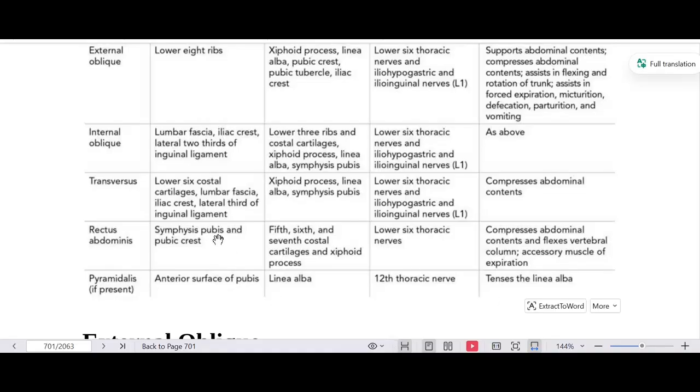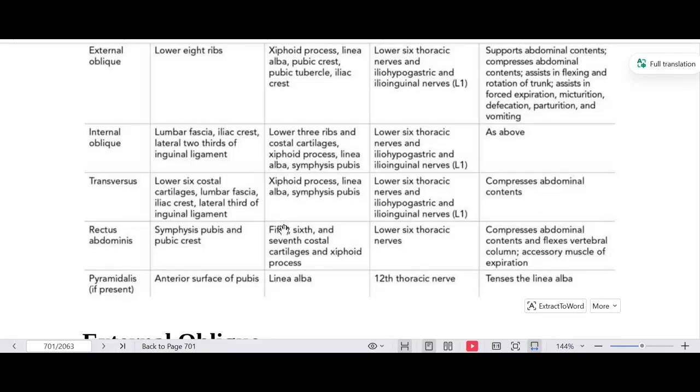Now what is basically the origin of rectus abdominis? So rectus abdominis originates from the symphysis pubis and the pubic crest. Symphysis pubis is the point where the two pubic bones meet, okay? And its insertion is on the 5th, 6th and 7th costal cartilages and the xiphoid process. So these 2 points are the insertion of the rectus abdominis.